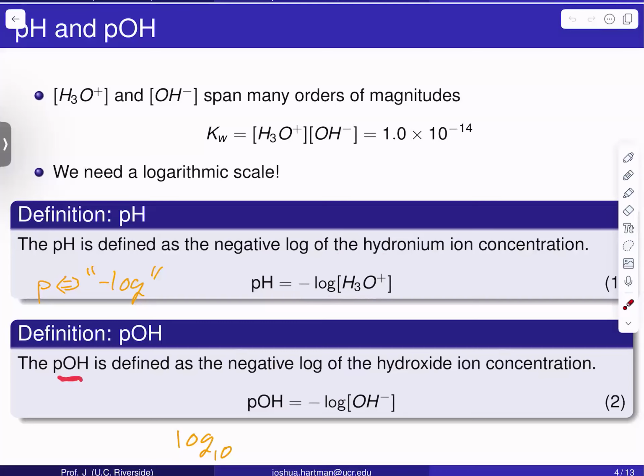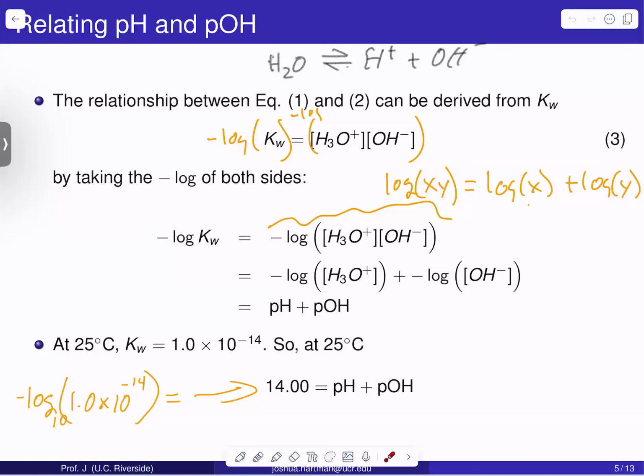Similarly, pOH is defined as the negative log of the hydroxide ion concentration. And in all cases, we're writing out log. Once again, you oftentimes see us be a little lazy with this. When we're talking about pHs, we're talking about a base 10 logarithm.